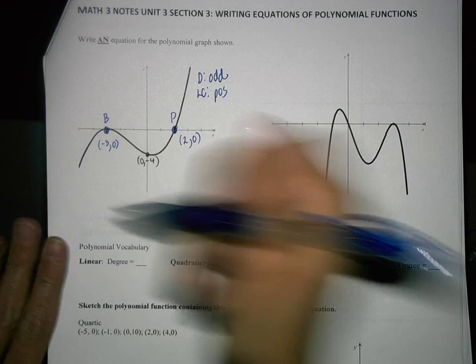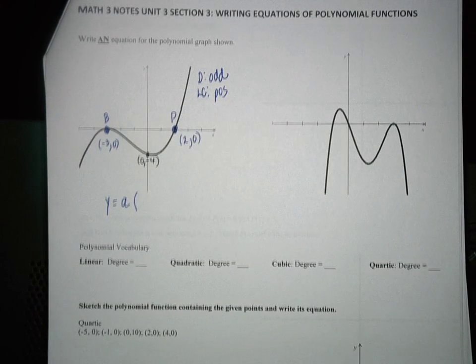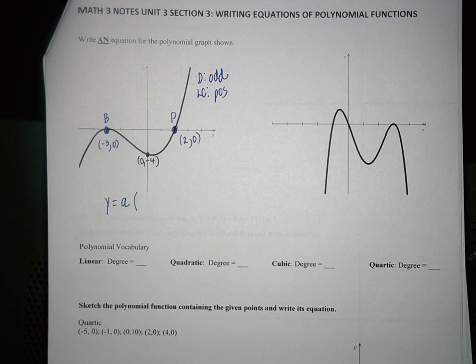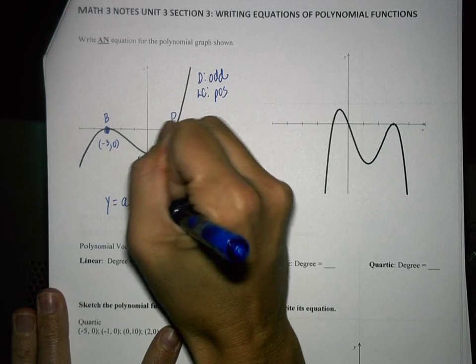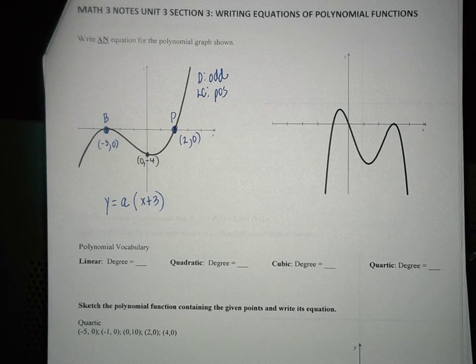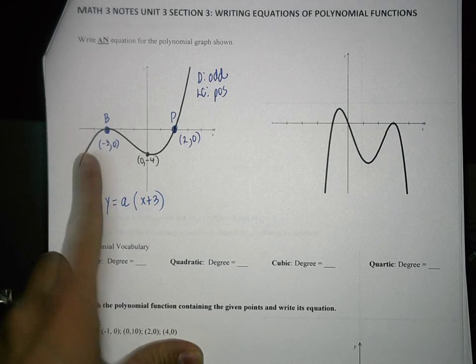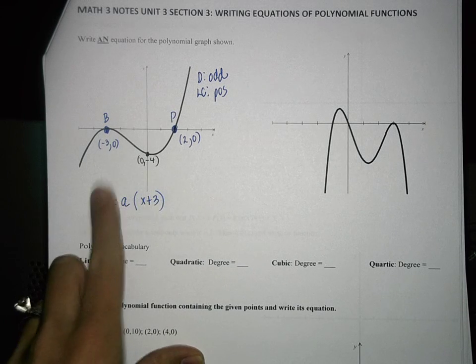If I'm writing my equation, I have y equals a. I'm putting a because I'm not sure what my leading coefficient is yet. But what would be my first factor? x plus 3. Why is it x plus 3? Because in order to make this equal to -3, it has to be the opposite, correct?